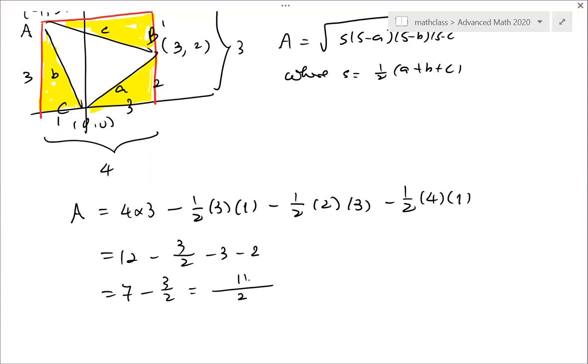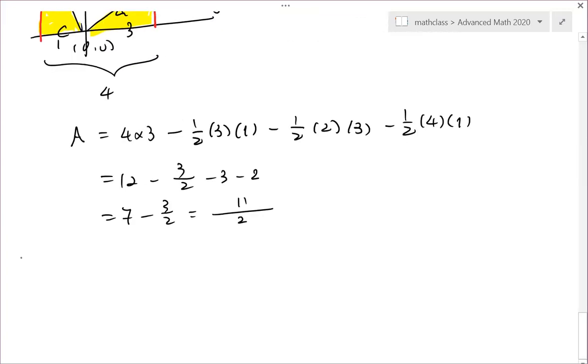So now we don't focus on the triangle. Actually, we use subtraction to find the area of the triangle. So now you've got the idea, right? I want you to try this.